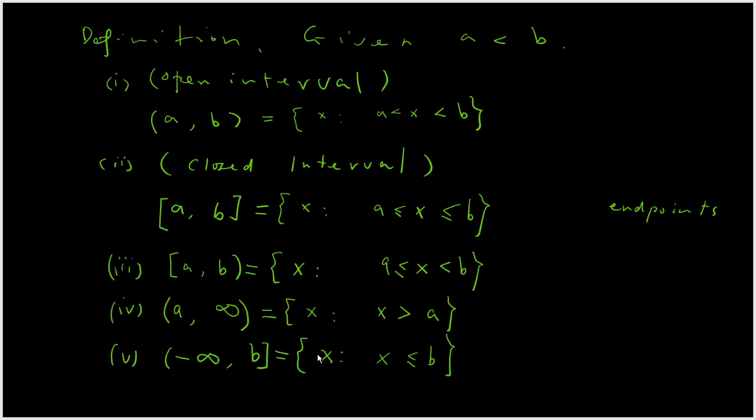And by the way, for the interval notation, if you see one side is either infinity or negative infinity, this side is always open. I'm trying to say a notation like this is illegal. A notation like this is illegal. If you see one side is either infinity or negative infinity, on this side you always have a round bracket.